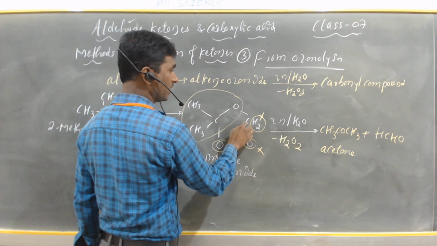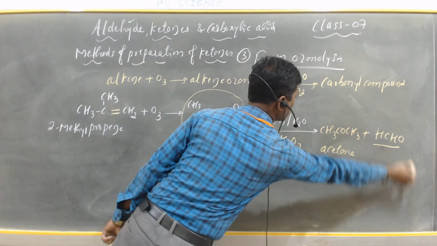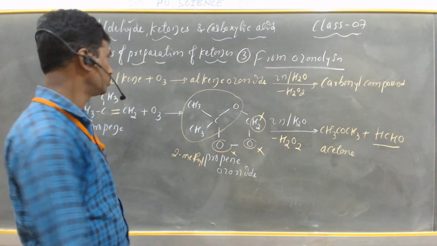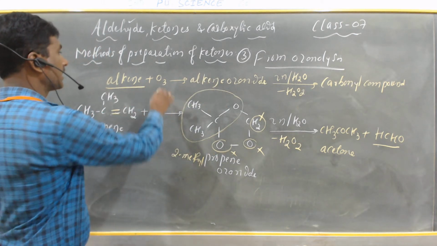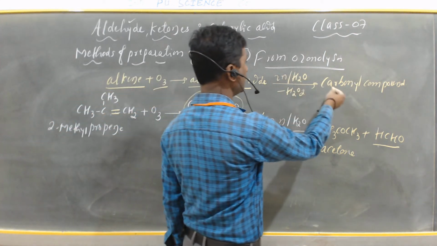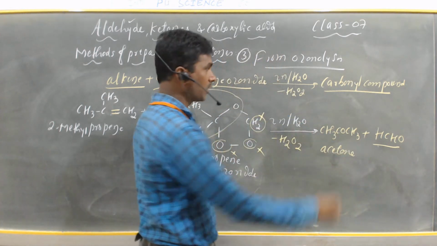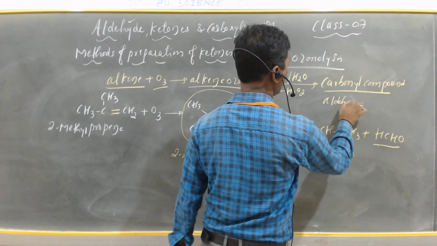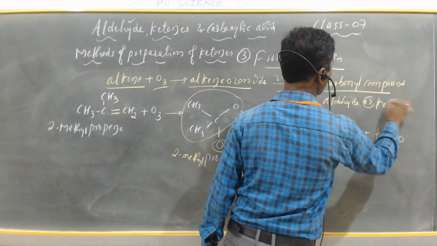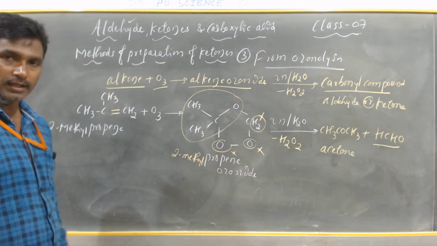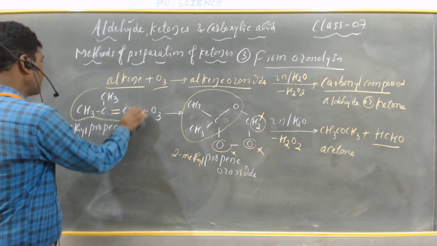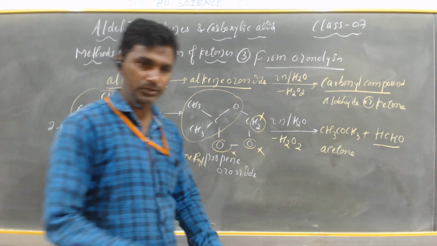And the next, this only one C, on hydrolysis with water gives formaldehyde. So this is the third method of preparation, from ozonolysis. What is ozonolysis? Alkene reacts with ozone and gives alkene ozonide, which on hydrolysis in the presence of zinc gives a carbonyl compound. Carbonyl compound means it may give aldehyde or ketone. If you take simply propene, it gives aldehyde. But if you take 2-methyl propene, it gives acetone. Okay, my dear students.